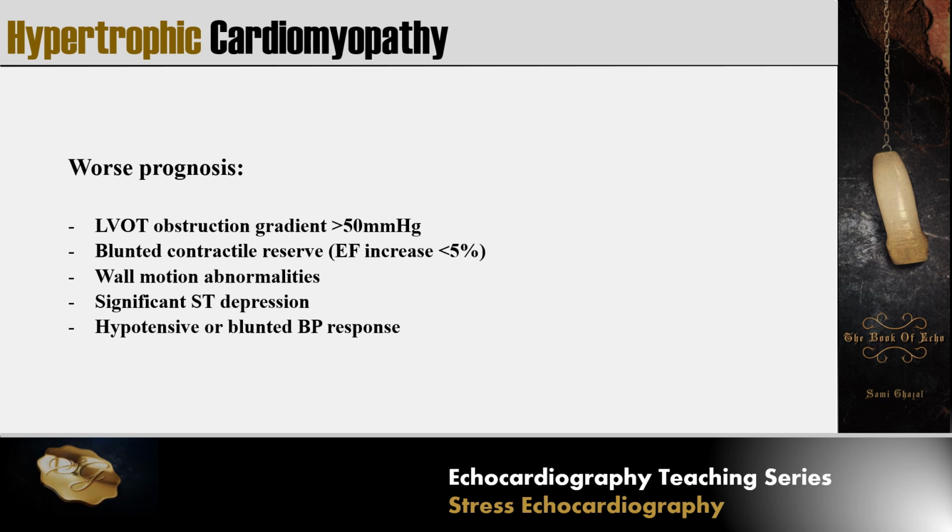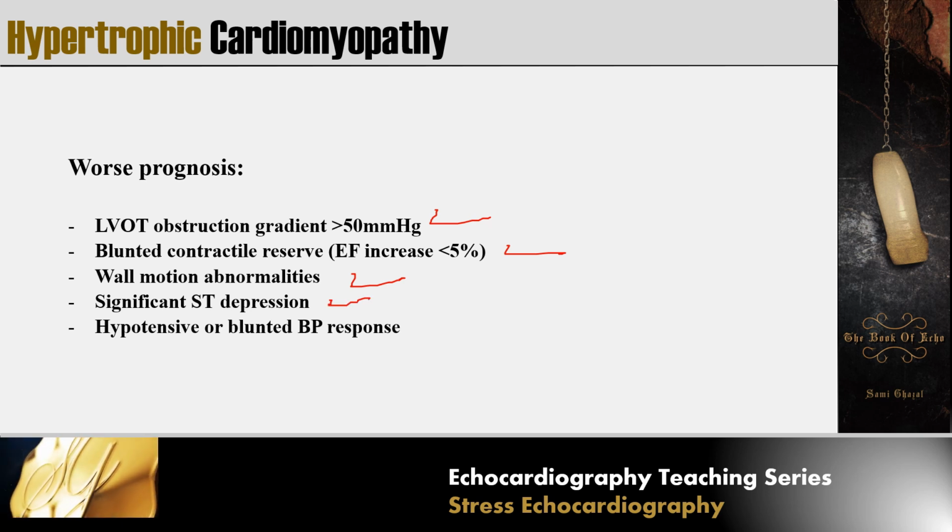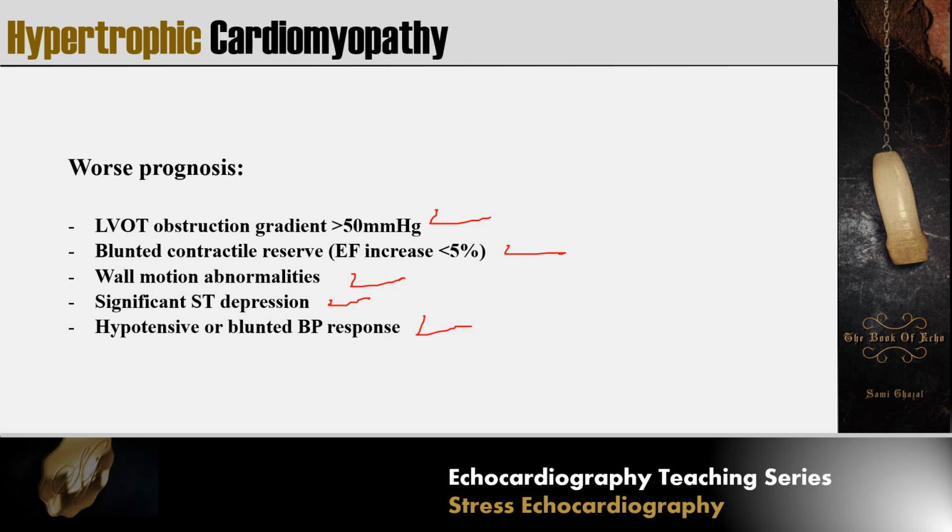So worse prognosis is associated with obstruction of the LVOT, blunted contractile reserve, which we know already, wall motion abnormalities, meaning there is some ischemia, maybe relative to the increase in wall thickness, significant ST depression, and hypotensive or blunted blood pressure response.